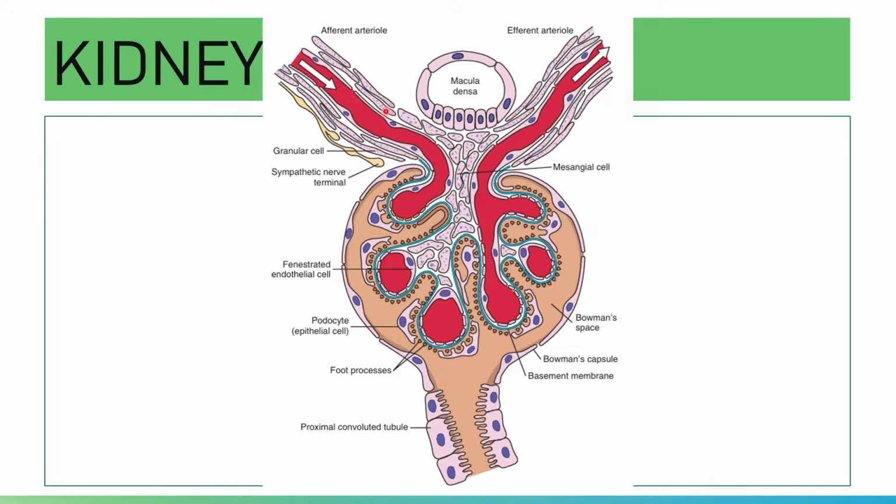As we said earlier, your vascular pole is the region where the vessels supplying and draining the glomerulus enter and exit the Bowman's space, or the Bowman's capsule. And then you have the urinary pole, which is the region of continuation between the renal corpuscle and the proximal convoluted tubule, which drains the Bowman's space. This portion is your urinary pole, otherwise known as the tubular pole.